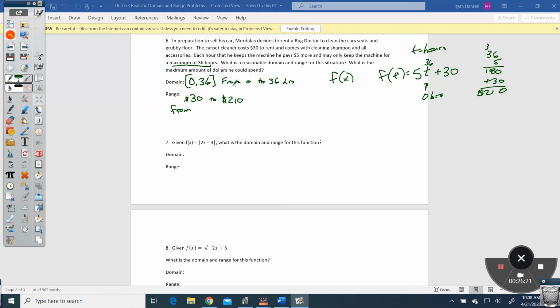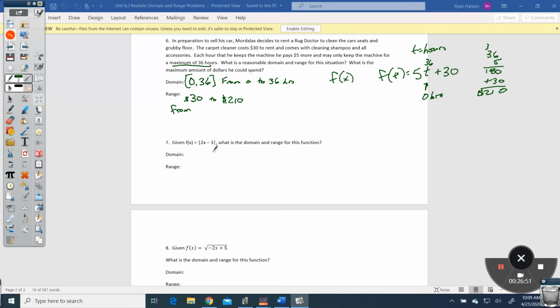Okay, so if he runs that machine for 36 hours straight, he's going to spend $210. Or if he keeps the machine and doesn't even run it, but has that machine and keeps it for 36 hours, he's going to be charged for it. So from $30 to $210 is our range. What is the maximum amount of dollars he could spend? Well, that's the 210.